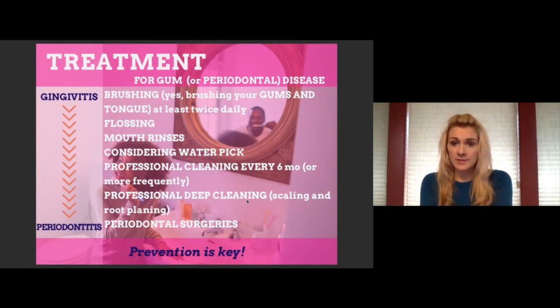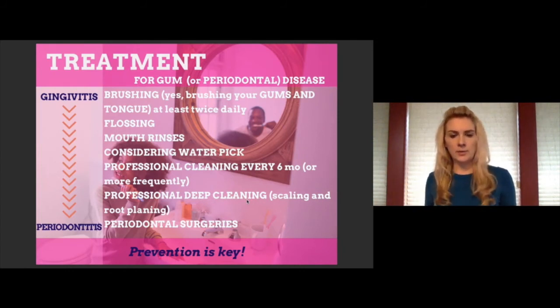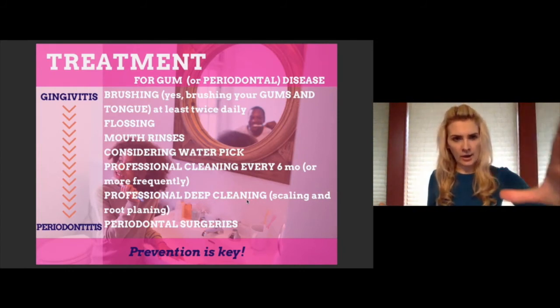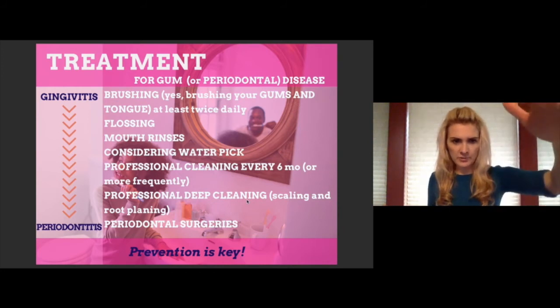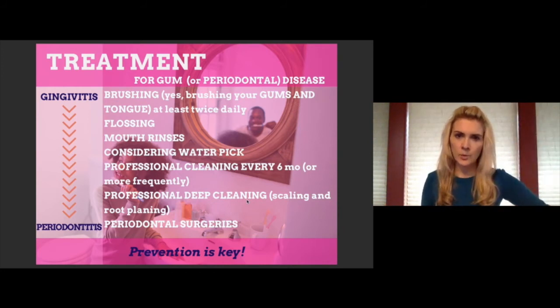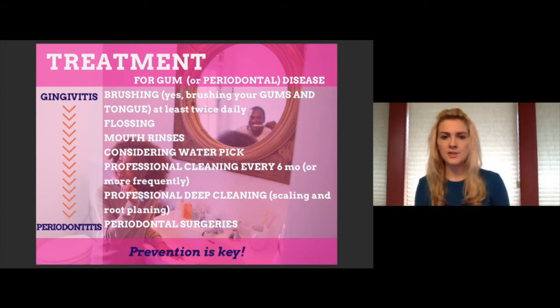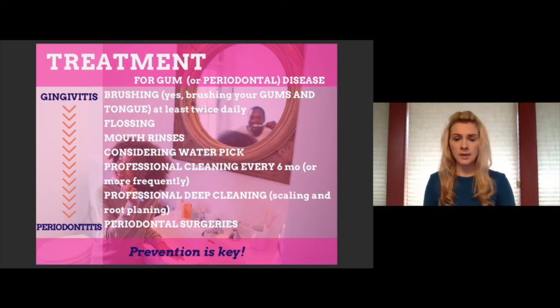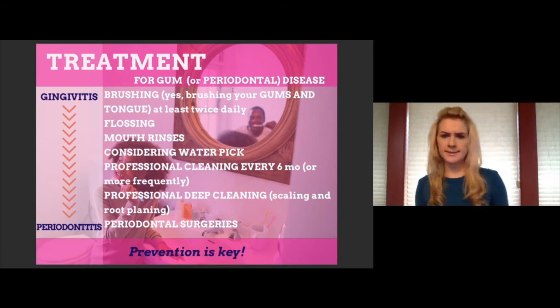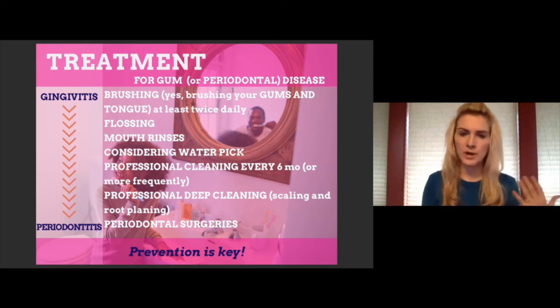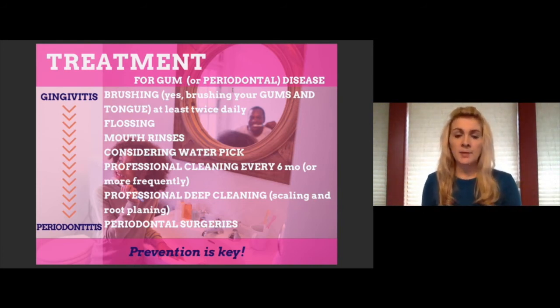So treatment for gum disease, as you can see, we've listed here on the spectrum from gingivitis to periodontitis, we have simply brushing. Yep, brushing your gums and your tongue and your teeth at least twice daily. Flossing and mouth rinses. Consider using a water pick, especially if you have bridges or things like that that are difficult to clean underneath. And a professional cleaning every 6 months.